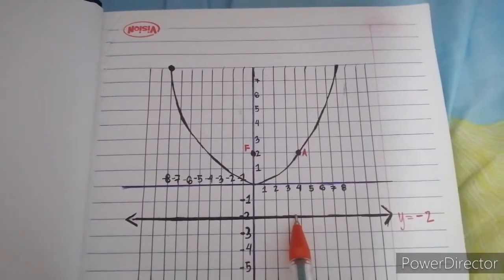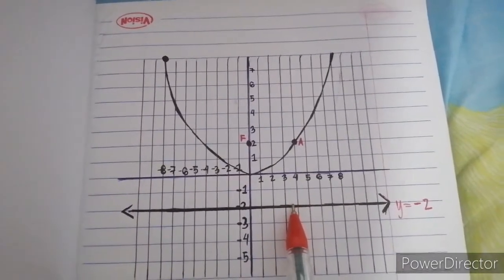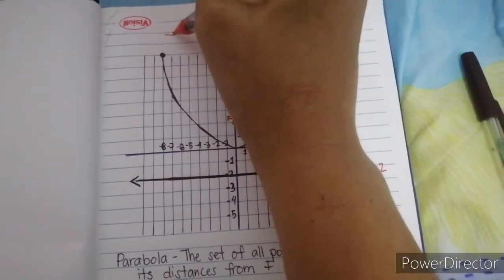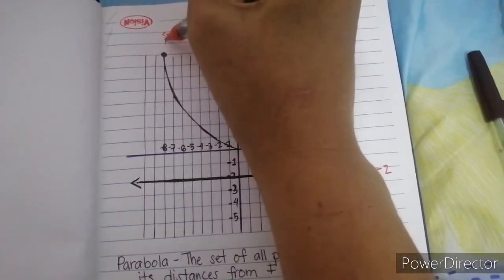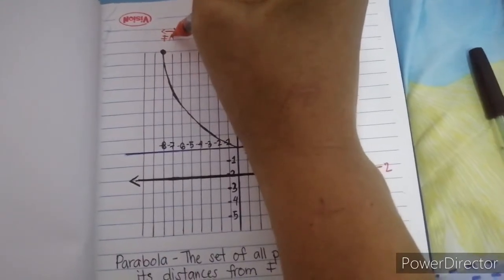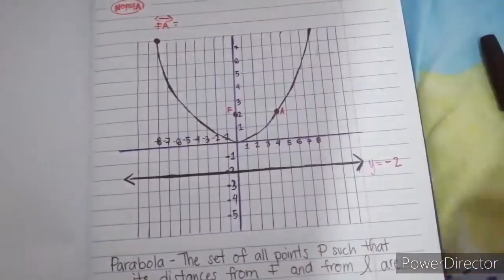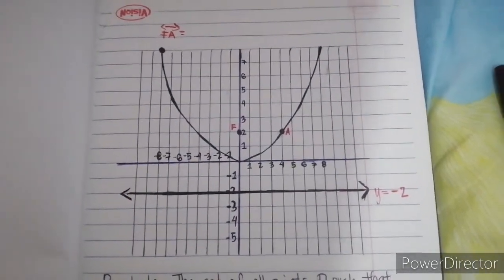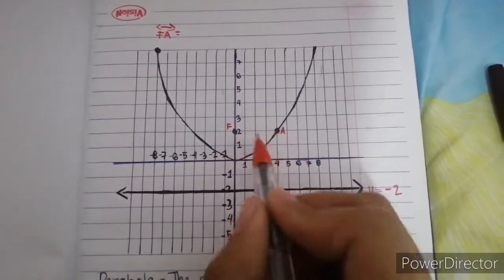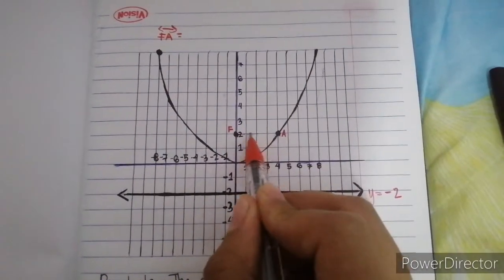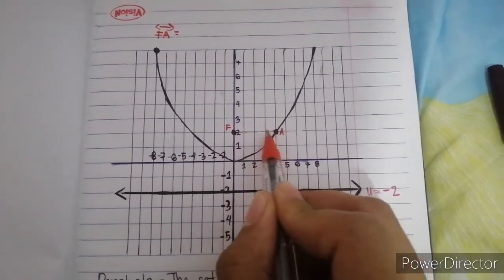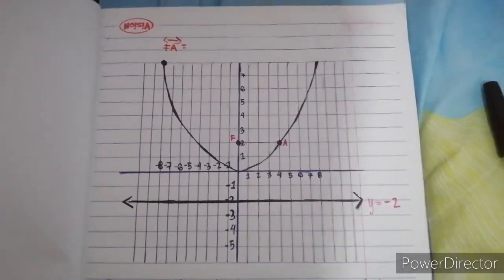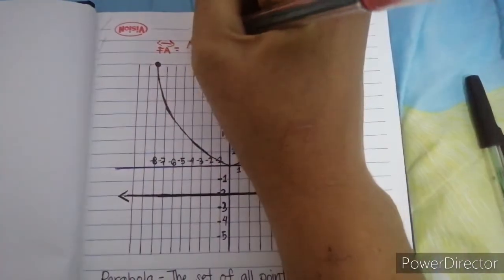Let's determine first the distance of our line FA. We can easily determine the distance of line FA by simply counting. We have 1, 2, 3, 4. So the distance from point F to point A is equal to 4.